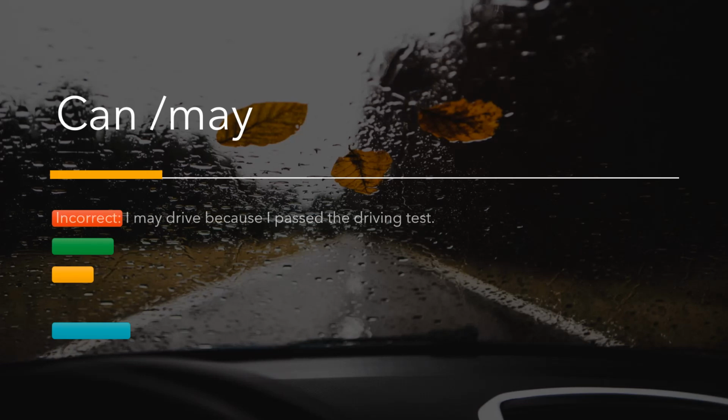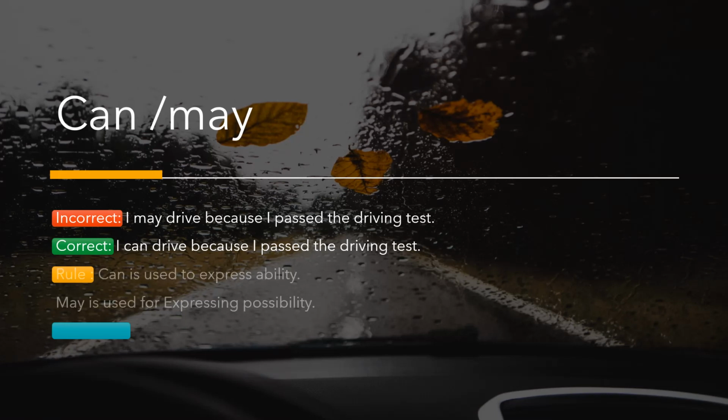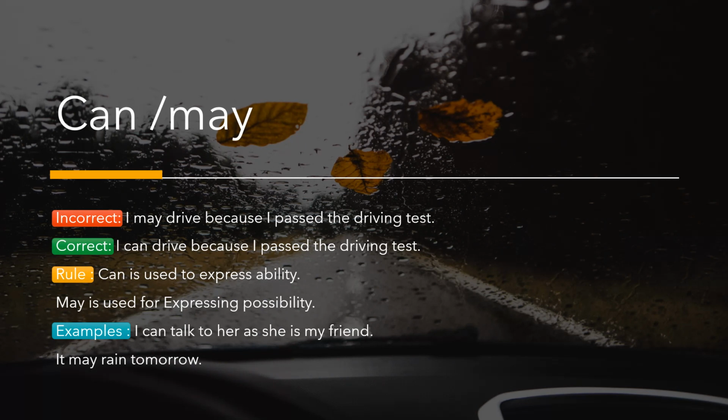Can or may? I may drive because I passed the driving test. I can drive because I passed the driving test. The rule is, can is used to express ability. May is used for expressing possibility. I can talk to her as she is my friend. It may rain tomorrow.